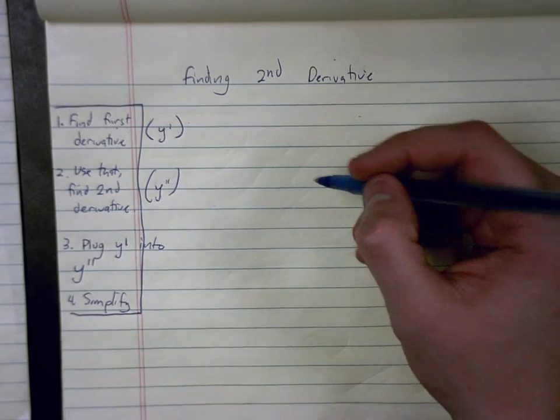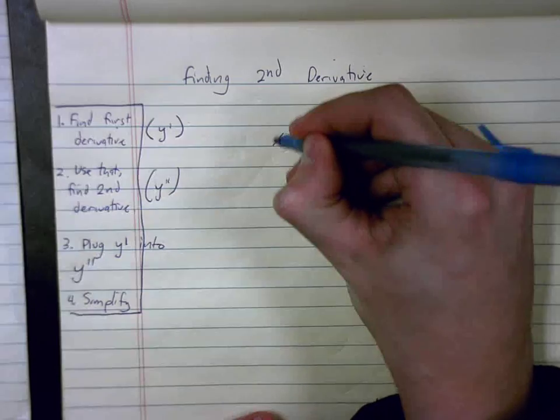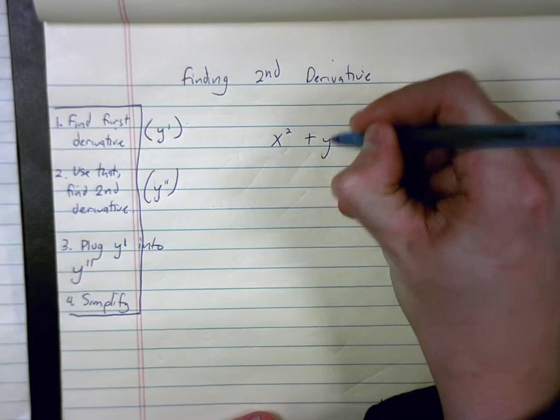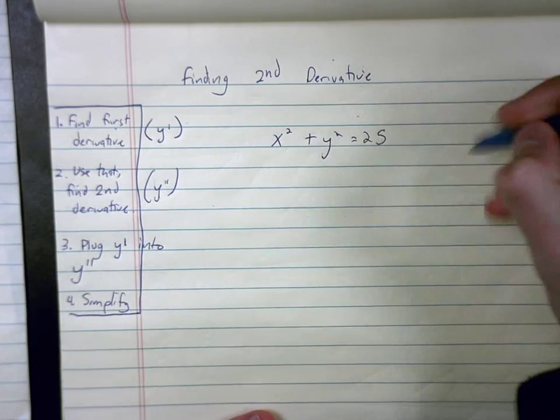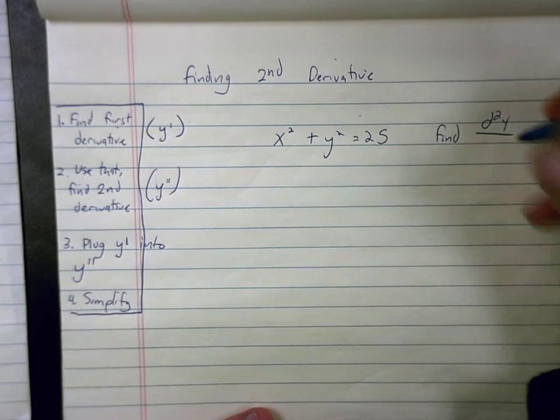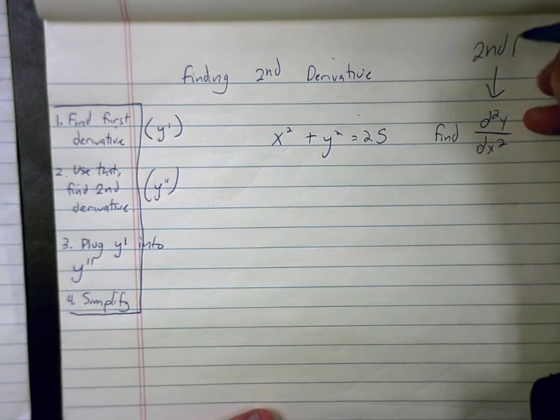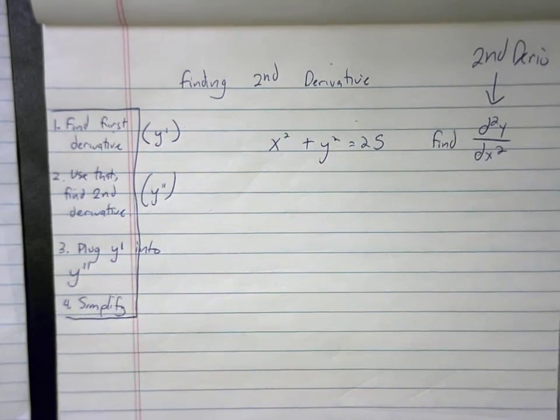So here's our first example, and I want you to recognize how it's written too, because this is the only thing it will say. It'll give you a function like this, and then it will tell you to find d squared y over dx squared. This is the symbol for the second derivative.